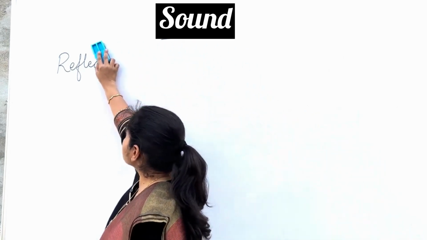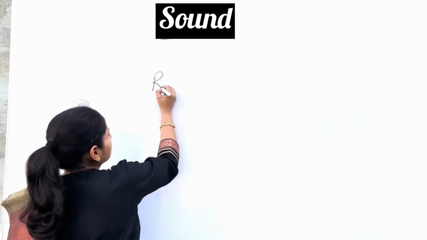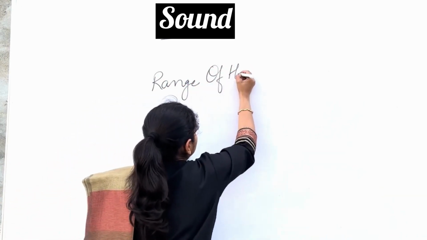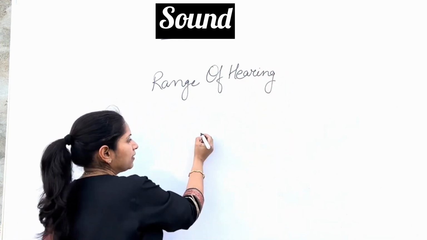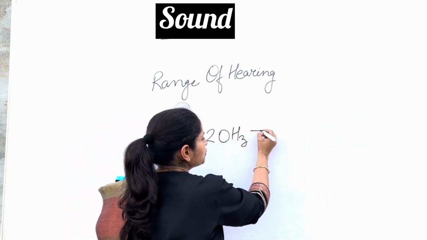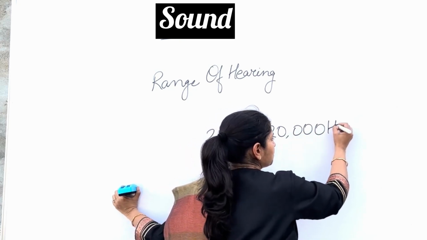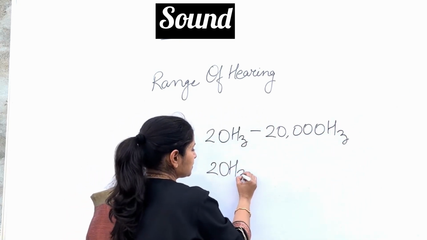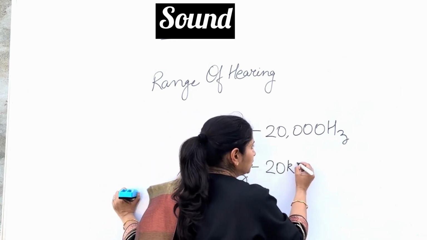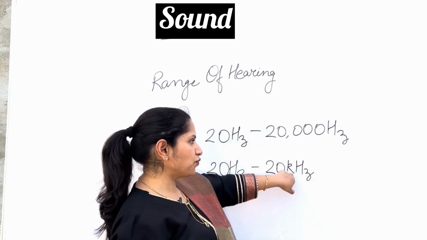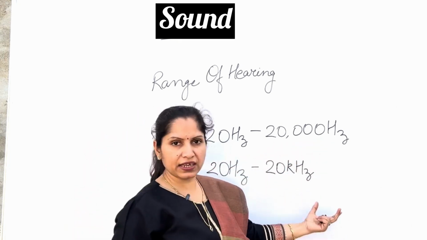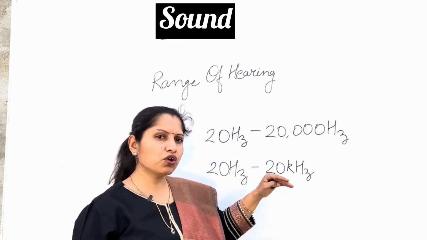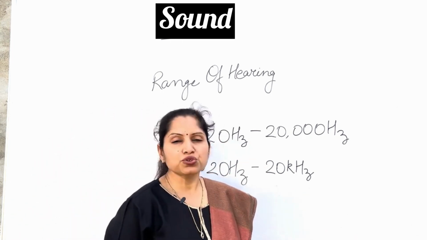Now, after dealing with the reflection of sound, the next topic that we are going to take up is range of hearing. Normally, the human ear can hear sound waves having a frequency between 20 hertz and 20,000 hertz, or we can call it 20 hertz to 20 kilohertz. Why 20 kilohertz? This kilo stands for thousand. So 1000 is equal to 1 kilo. So instead of 20,000 hertz, you can write 20 kilohertz also. Both are correct.